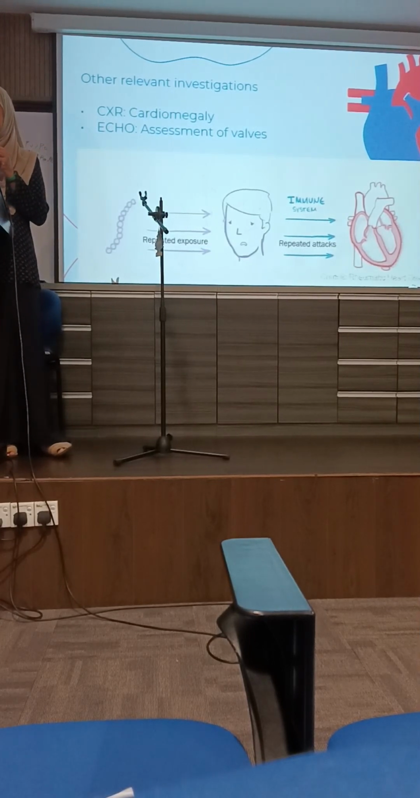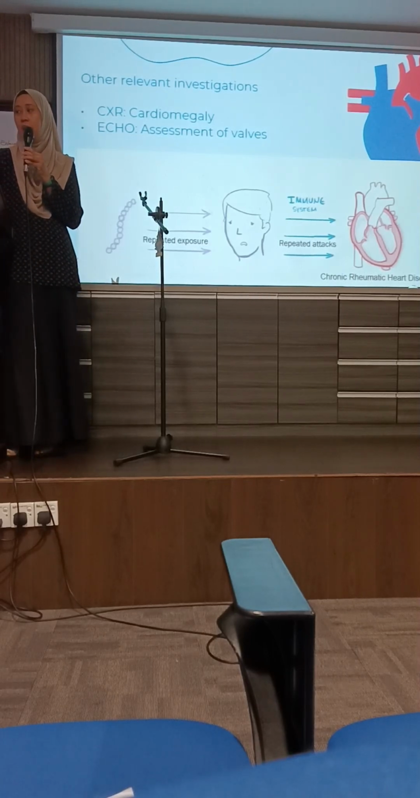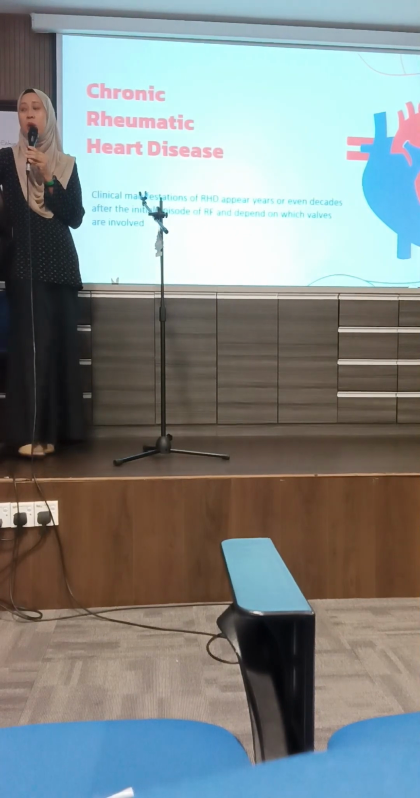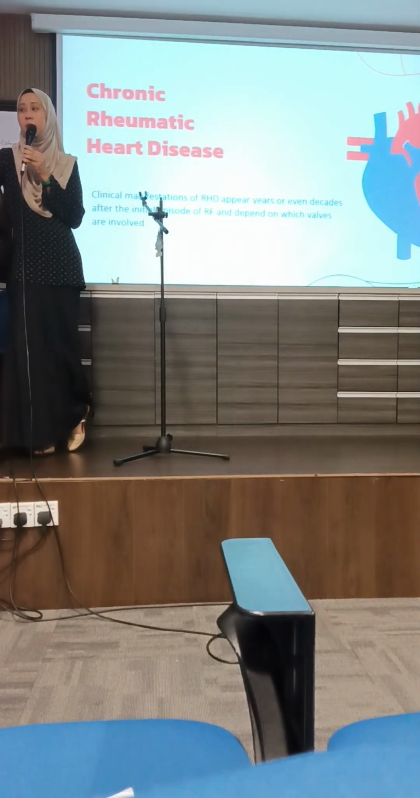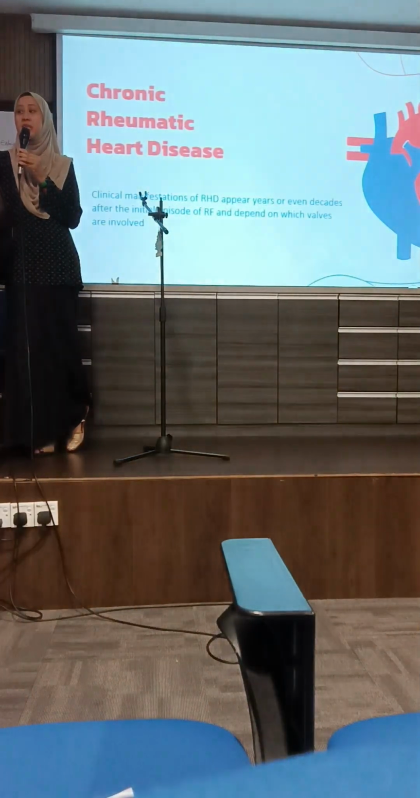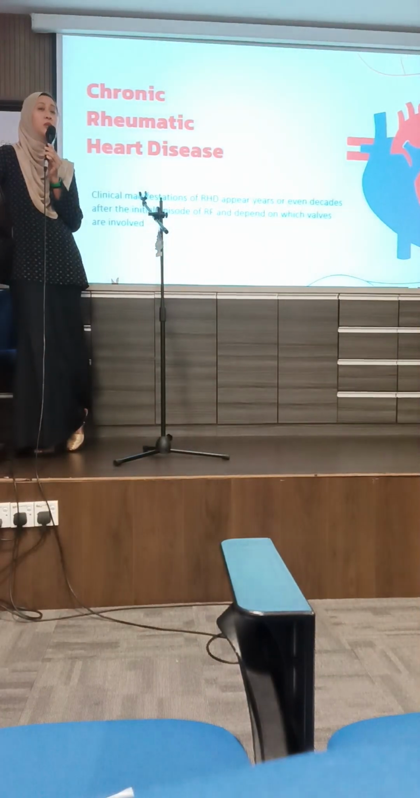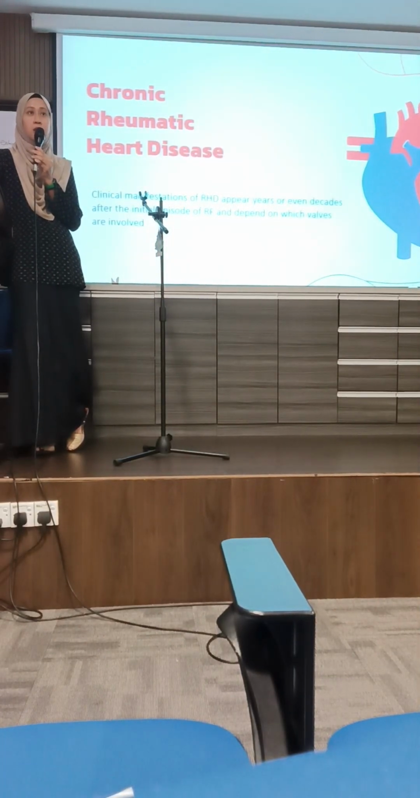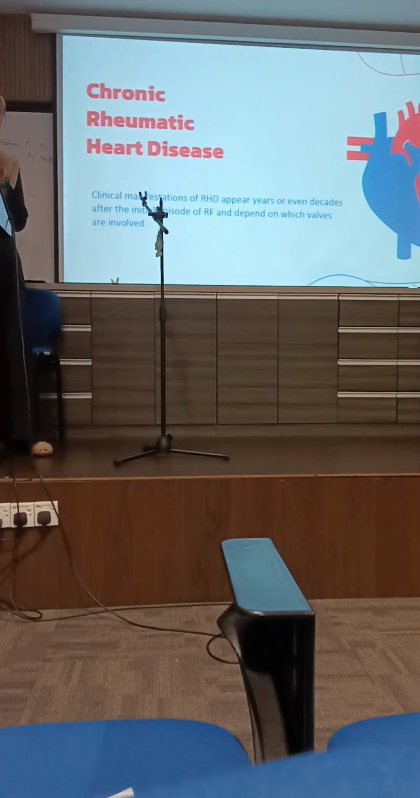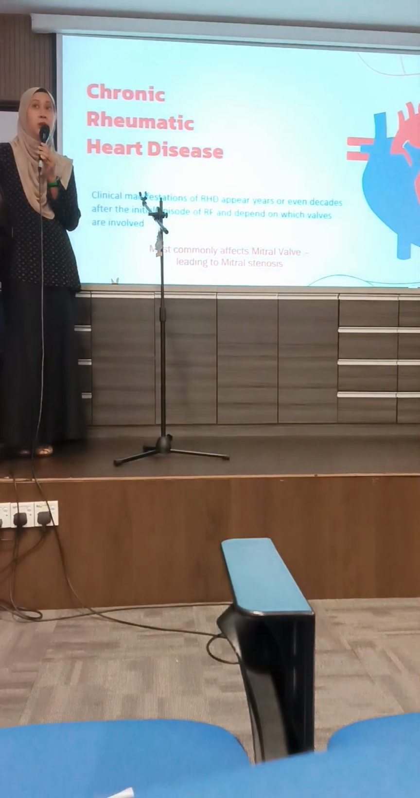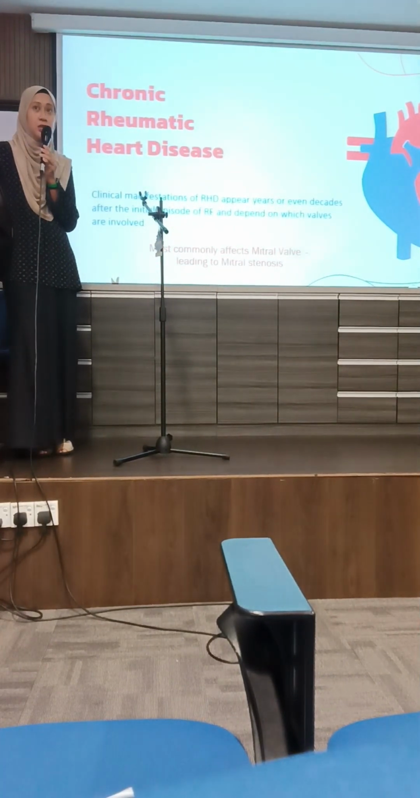Okay, and so it develops into chronic rheumatic heart disease. Okay, so basically, what is chronic rheumatic heart disease? It is a clinical manifestation of rheumatic heart disease that appears years or even decades after the initial episode of rheumatic fever. Okay? And it depends on which valves are involved. But most commonly, it affects your mitral valve, and most commonly, it causes mitral stenosis. Okay?